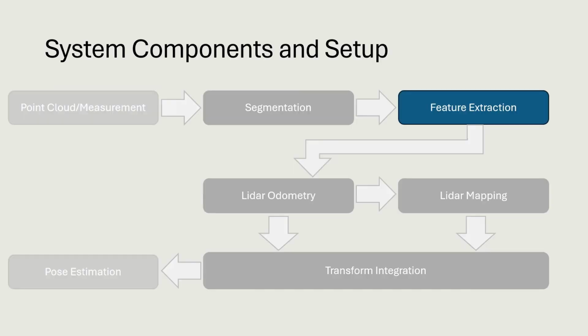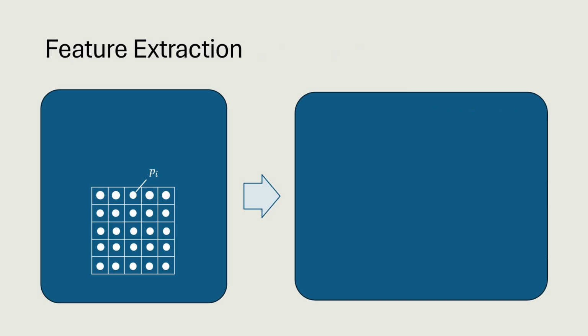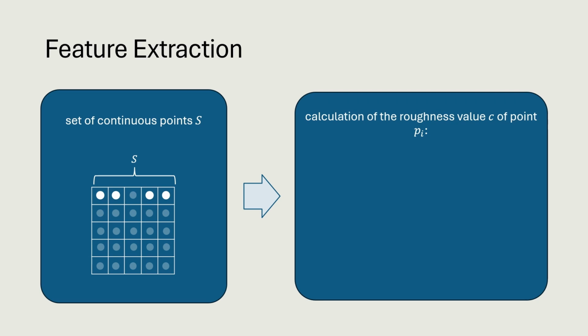For feature extraction, we look at every single point in the range image considering its local neighborhood. For a point Pi, we take a set of continuous points S from the same row in the range image into account. Now we can calculate the roughness of point Pi dependent on the neighboring points in S, using the sum of differences between the distance Ri and all Rj, with j being the indices of the points in S, normalized to Ri, and considering the total number of points in S, we determine the roughness value C.